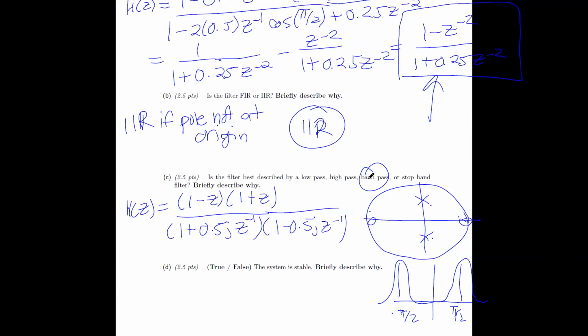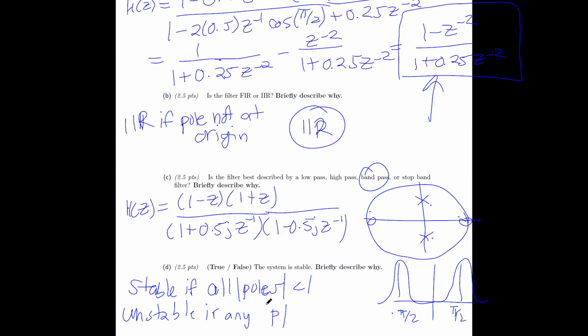Next, the system is stable. Briefly describe why, true or false. So remember, it's stable if all poles have magnitude less than 1, and unstable if any pole has magnitude greater than 1. Your poles are inside the unit circle, at 0.5j and negative 0.5j. So your answer is actually stable. It's true. The system is stable. And that'll be all.